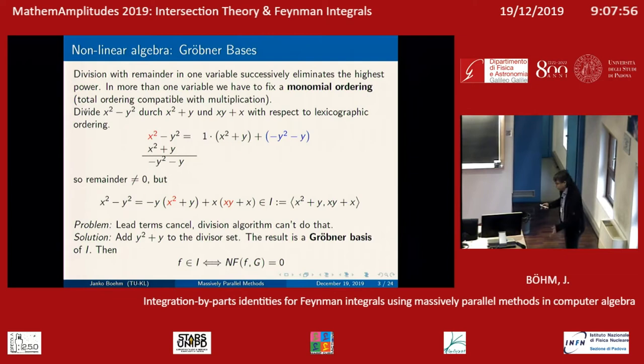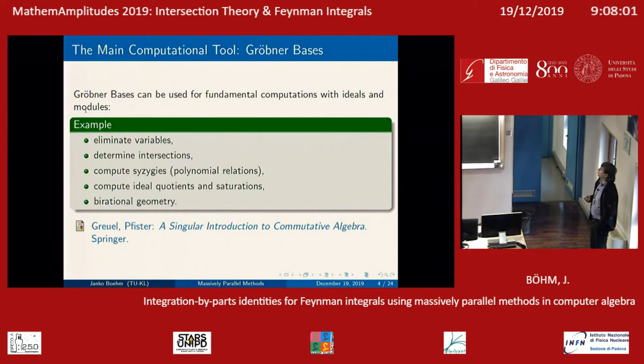There are other things like factorization algorithms. These Gröbner bases can be used for a lot of stuff. You can eliminate variables. You can intersect ideals or modules. You can compute polynomial relations, which we call syzygies. You can compute ideal quotients, saturations. And you do all that kind of birational geometry, for example, what you need for resolving singularities, as we have discussed already yesterday. That is relevant to the module intersection, to the intersection theory method. If you want to know more about these algorithms, there's this book of Greuel and Pfister, which is a nice reference.